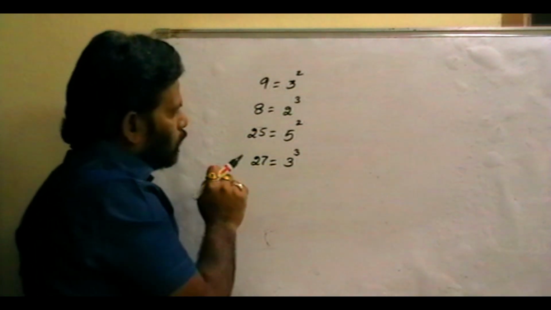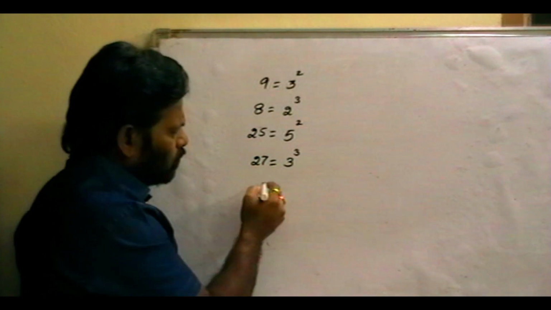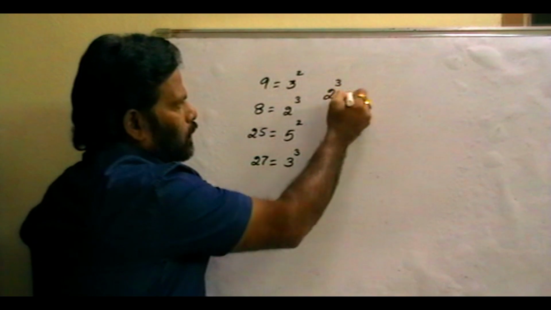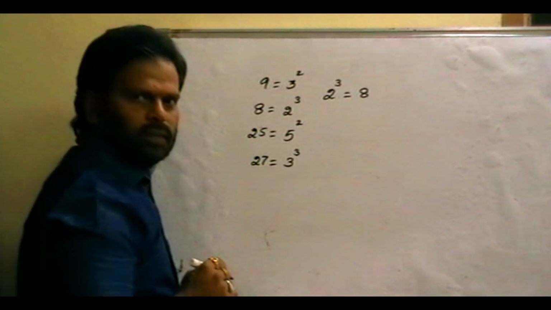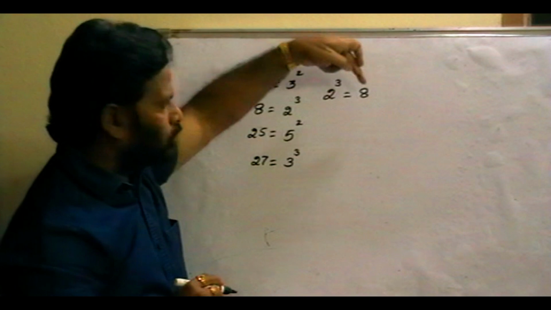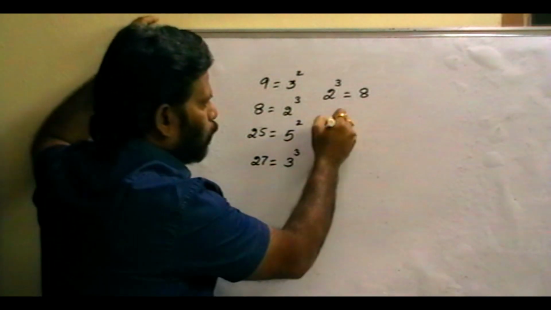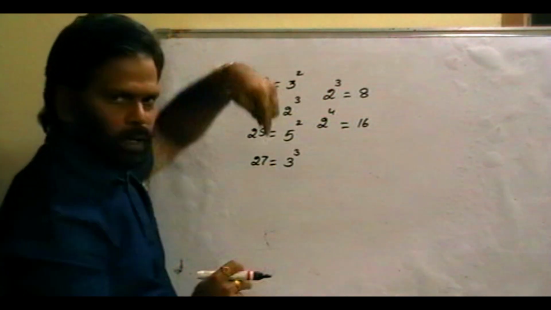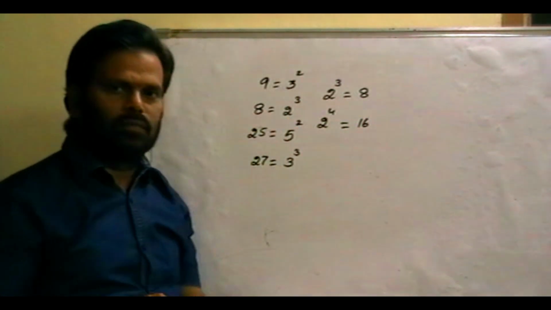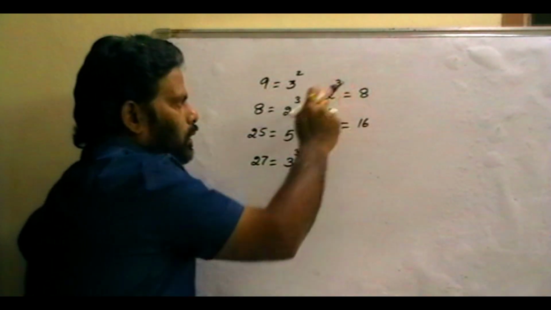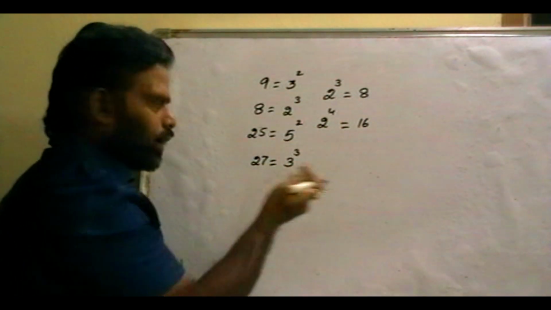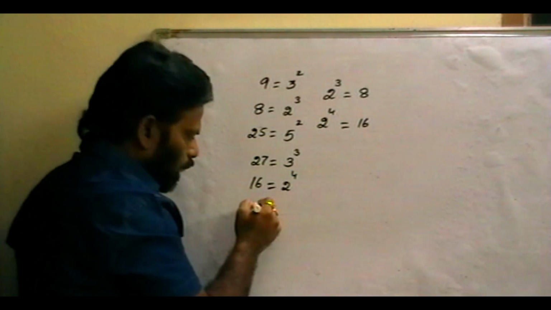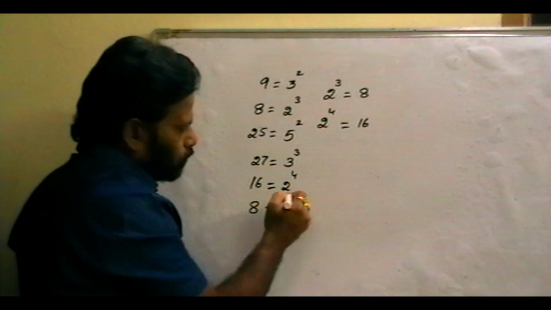Right? For example, 2 to the power of 3 is equal to 2 cube is equal to how much? 8. It means 2 is multiplied 3 times, and we'll get 8. Or 2 to the power of 4 is equal to how much? 16. If 2 is multiplied 4 times, then we'll get 16. 2 power 3 is equal to 8. 2 power 4 is equal to 16. Or in reverse, 16 we can also write as 2 to the power of 4, and 8 we can write as 2 cube.